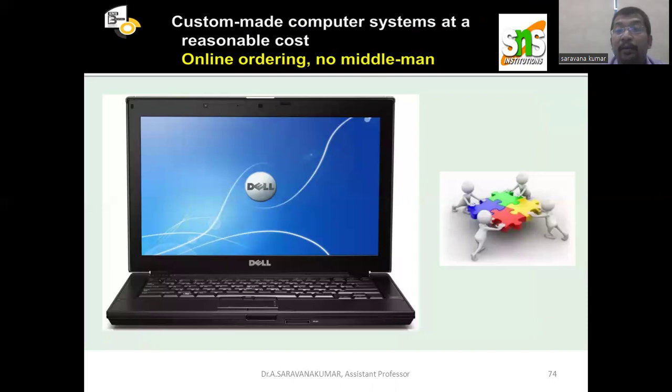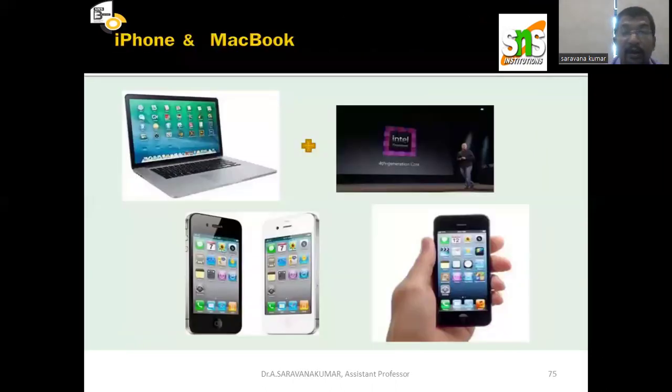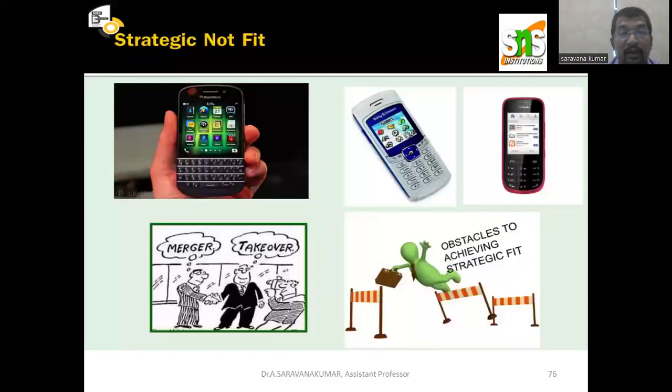Next, a custom made computer system at a reasonable cost, with online ordering and no middleman, like Amazon. So it is customized. If you want, you can buy it; otherwise, you can leave it. Examples are iPhone and MacBook. These are examples of strategic fit.